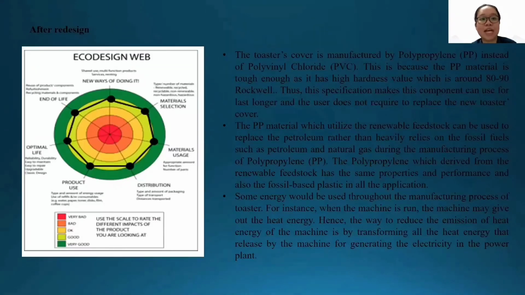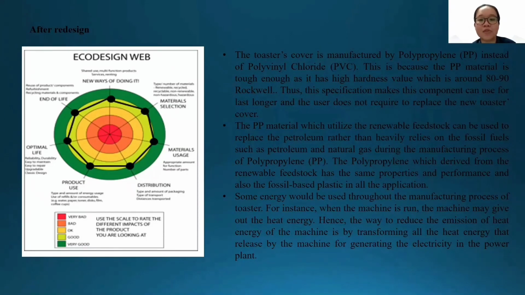This is the after redesign of the toaster. The eco-design web shows on average good impacts to all 7 different aspects. For example, the toaster cover is manufactured from polypropylene, also known as PP material, instead of polyvinyl chloride. This is because PP material is tough enough as it has a high hardness value, around 80 to 90 Rockwell. Thus, this specification allows this component to last longer, and the user does not need to replace the toaster cover.